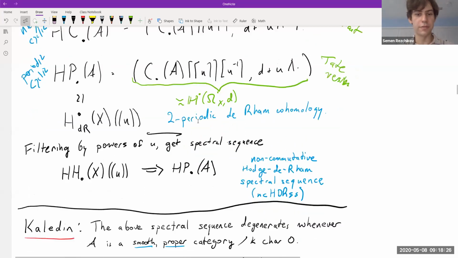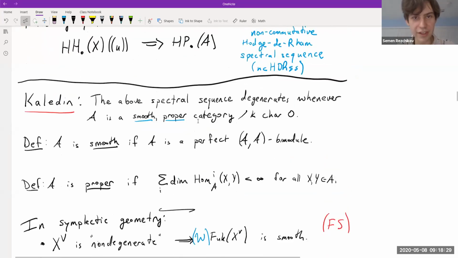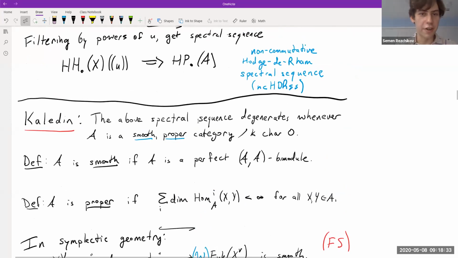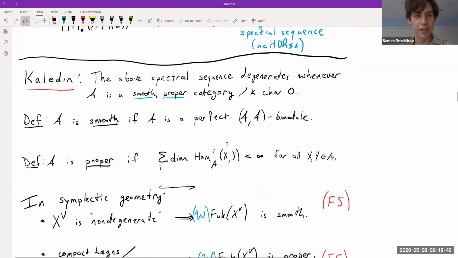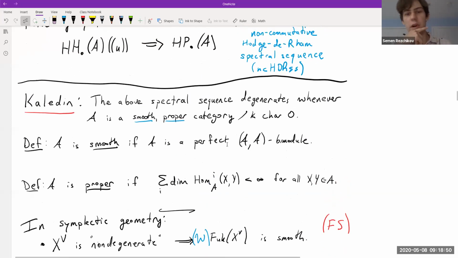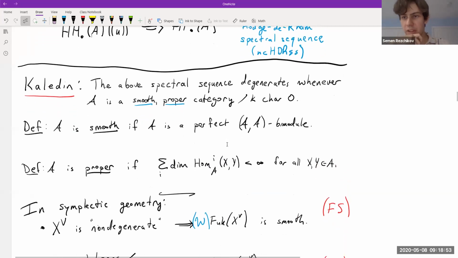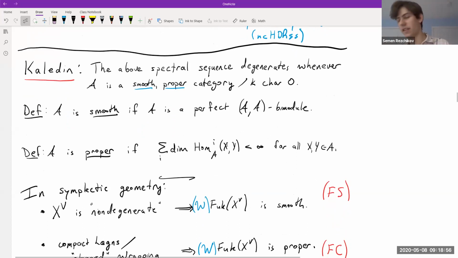Now, it's an important theorem of Kaledin that this spectral sequence degenerates whenever your category, I wrote X here, that's meant to be A, because this spectral sequence makes sense in quite a lot of generality. So this spectral sequence degenerates by a result of Kaledin whenever A is a smooth proper DG category over a field of characteristic zero. This is some kind of non-commutative analog of the Deligne-Illusie result. I'll tell you what smooth and proper categories are, but if you believe smooth proper categories are like smooth proper manifolds, this is what you'd expect to be true.